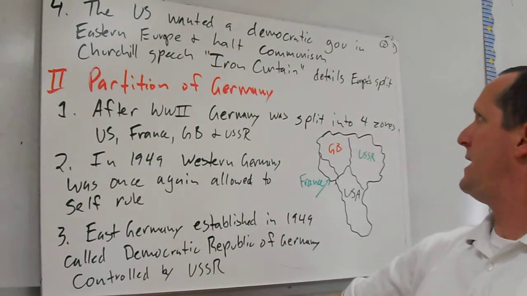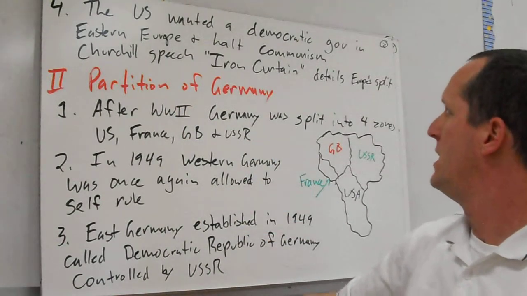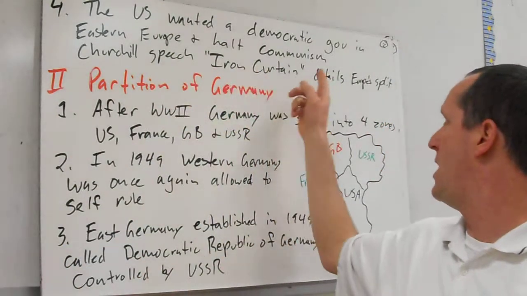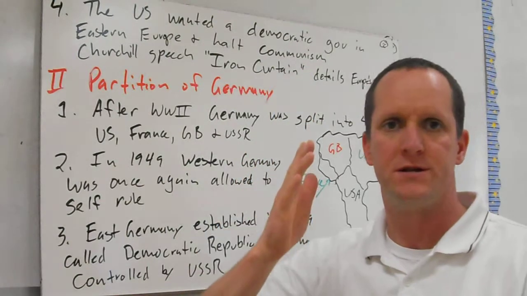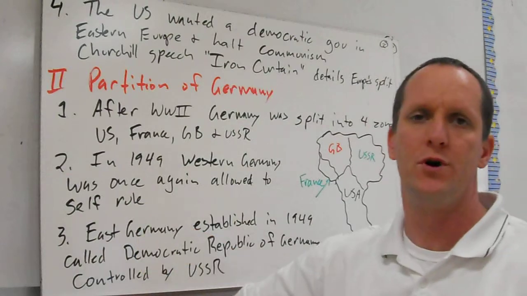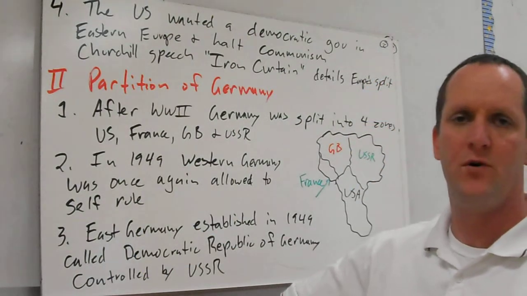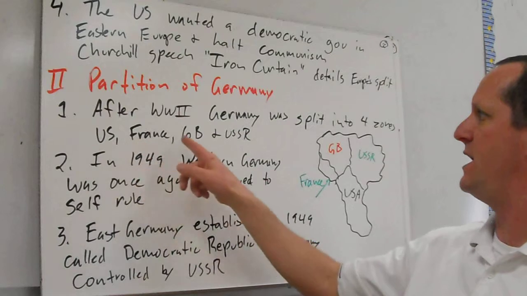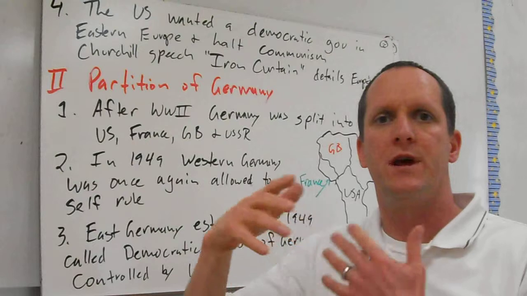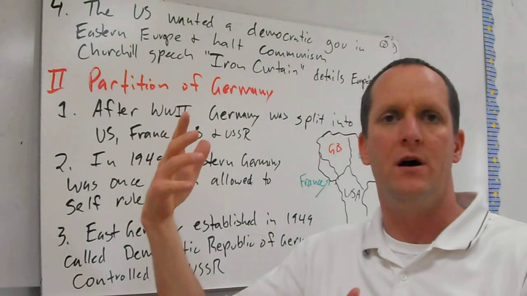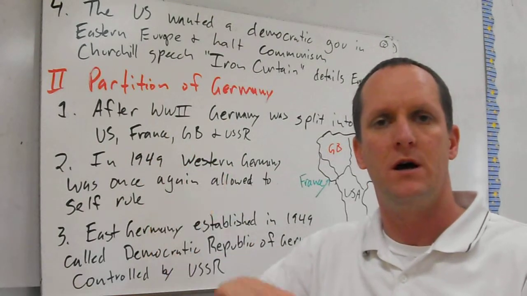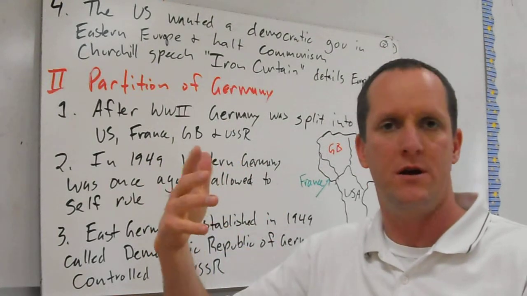The U.S. wanted a democratic government in Eastern Europe and to halt communism. Churchill made a speech in which he proclaimed the Iron Curtain, which details the demarcation between East and West. The partition of Germany after World War II: Germany was split into 4 different zones or sections: U.S., France, Great Britain, and USSR. They divided it up so they could rebuild the country, and also to ensure that there weren't any old Nazis or a danger to restart another war.